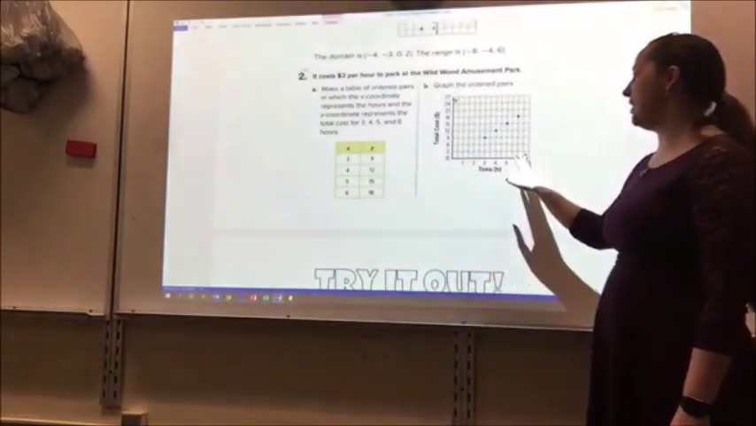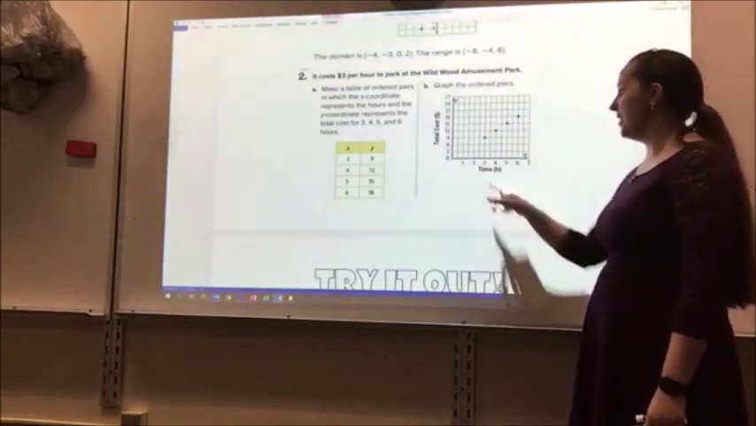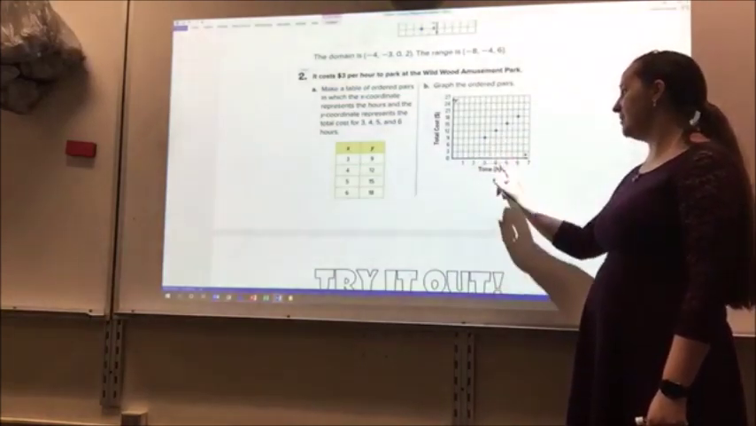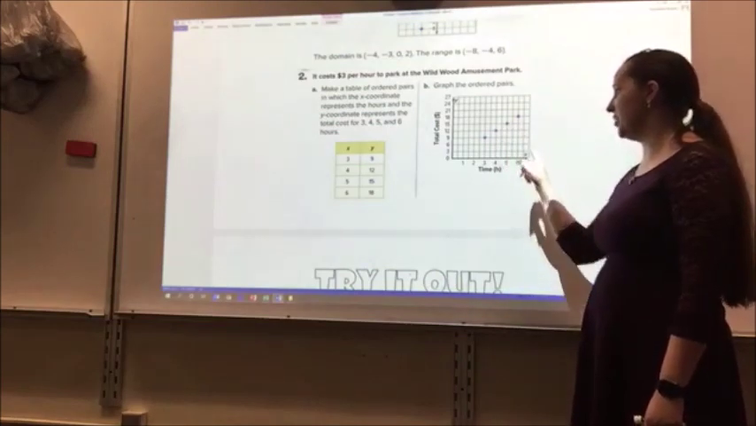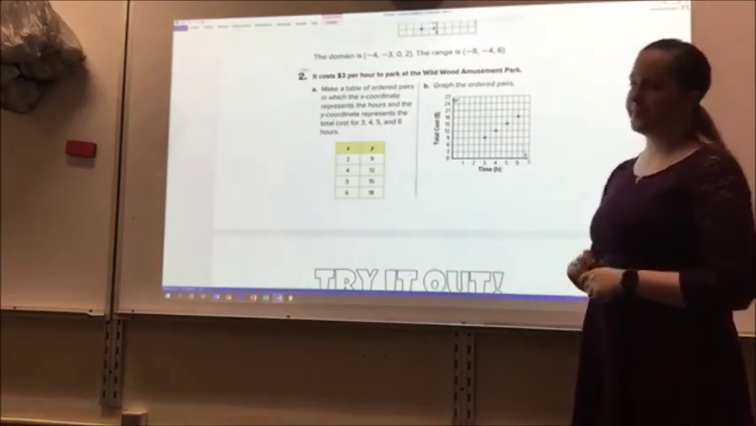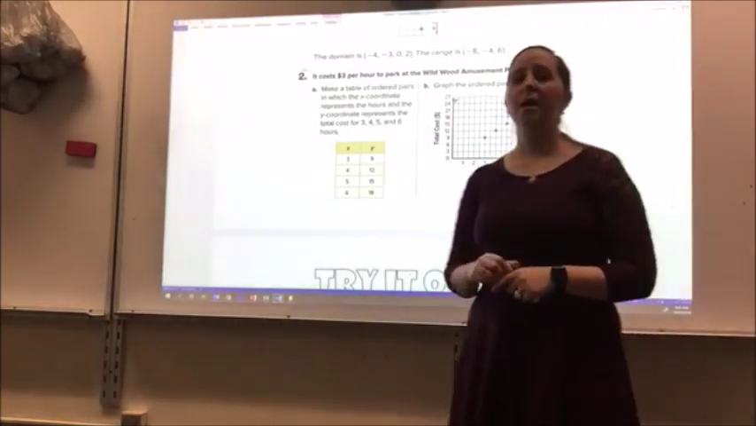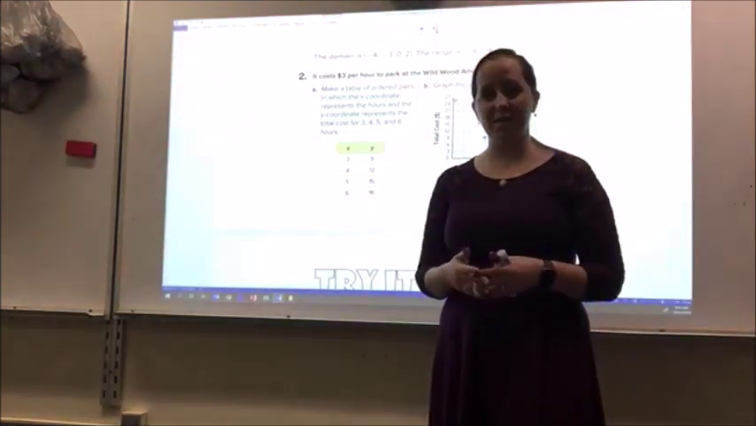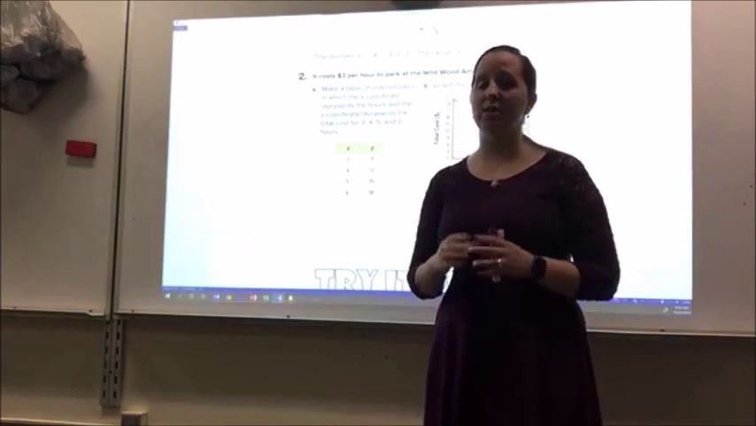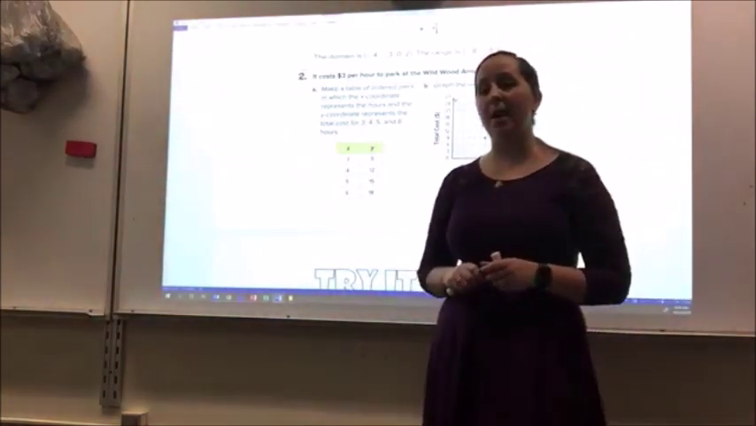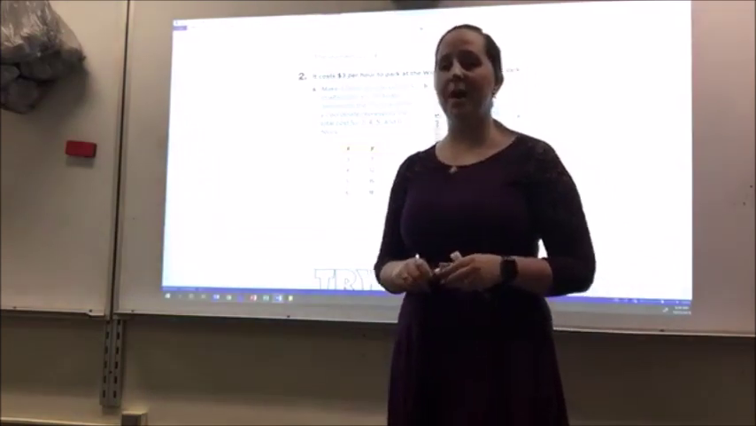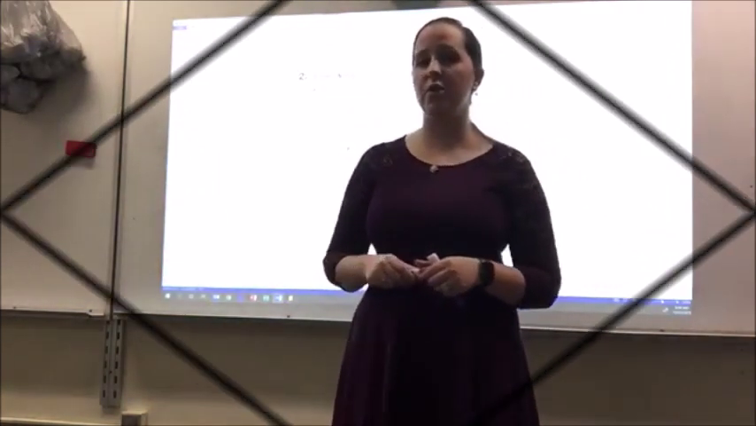Then I went ahead and I graphed these on the number line. I went over to 3 and up to 9, over to 4 and up to 12, over to 5 and up to 15, and over to 6 and up to 18. I wasn't asked to connect these dots, you just leave them as points on your coordinate graph. All right, there are a couple try-it problems out below. I want you to go ahead, pause the video, and when you're done, we'll go over the try-it problems together.